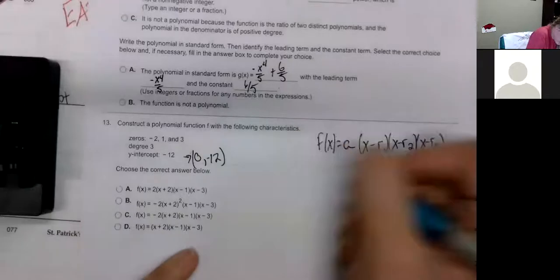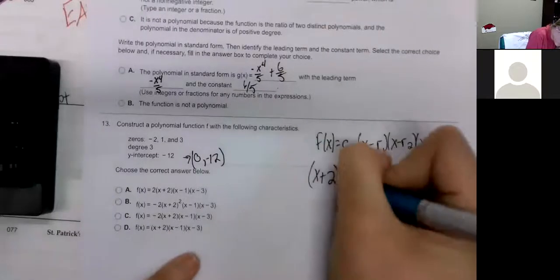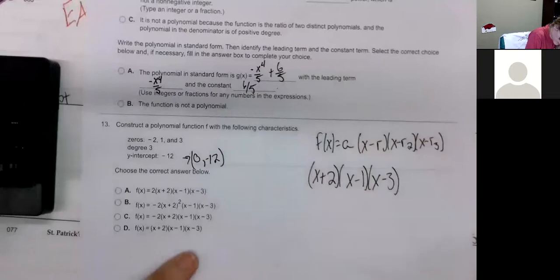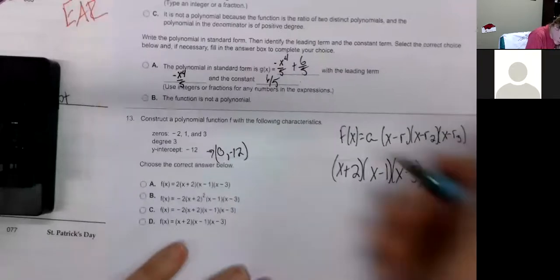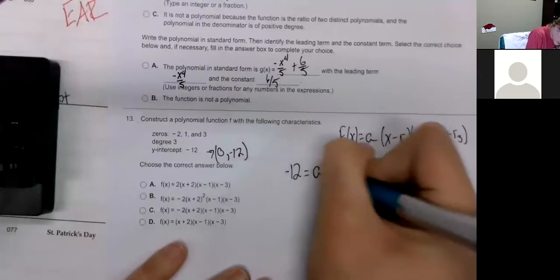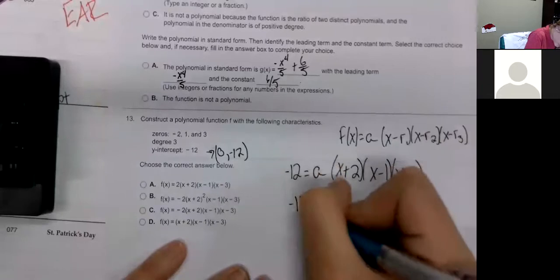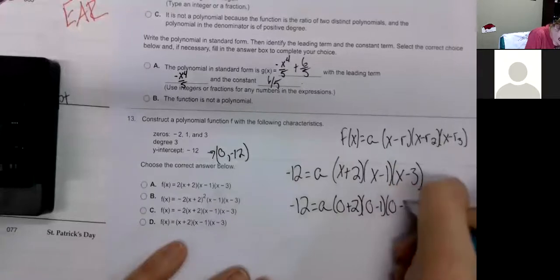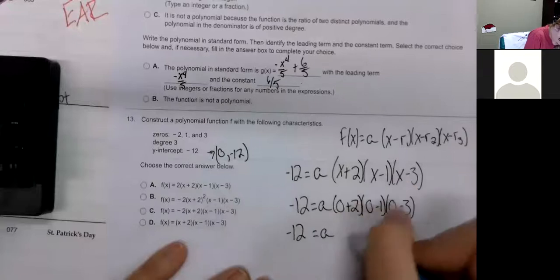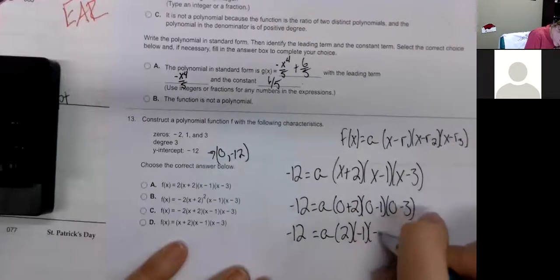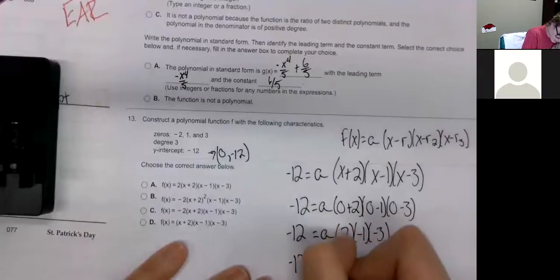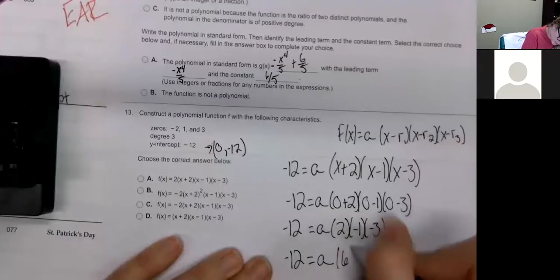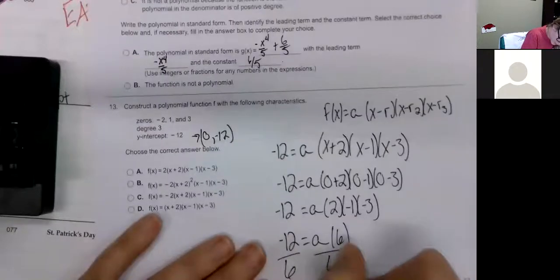Okay, so we have x plus 2, because subtract negative 2, x subtract 1, and x subtract 3. And we're going to solve for our a, so we're going to tack on our negative 12 equals a. So negative 12 equals a times 0 plus 2, 0 subtract 1, and 0 subtract 3. Negative 12 equals a times 2 times negative 1 times negative 3. Negative times negative is positive, 3 times 2 is 6. So negative 2 equals a.